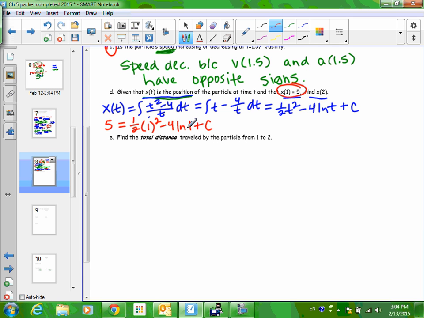Okay, what's natural log of 1? So that whole thing goes away. The 1 squared, that's just a 1. So really you have 5 equals 1/2 plus c. So what does c equal? 4.5, 9/2. So that plus c really is plus 4.5.